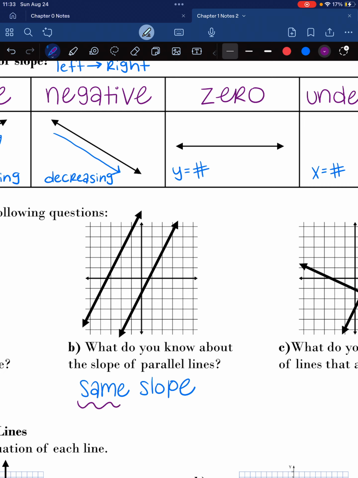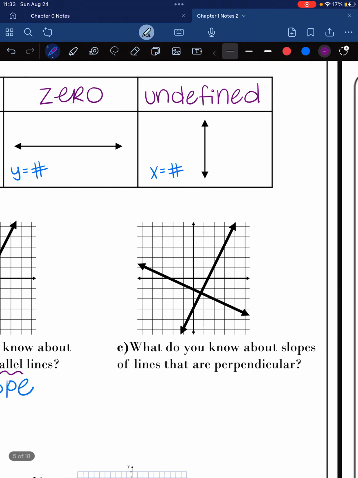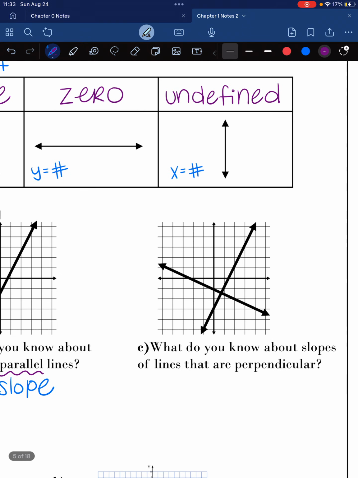Right, so same slope for parallel lines. And that leads us into C, perpendicular lines. Well, I can see from this example, one of the slopes, let's call maybe this line y1, and we'll call this line y2. And y1 has positive slope and y2 has negative slope.